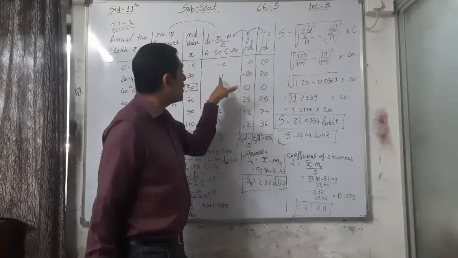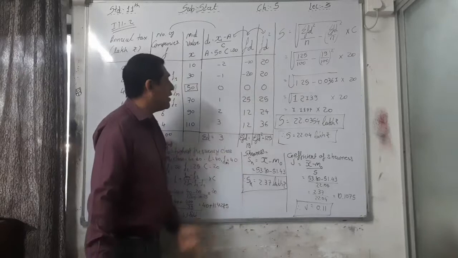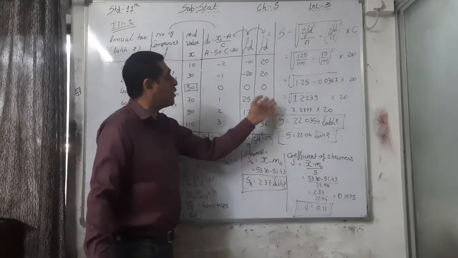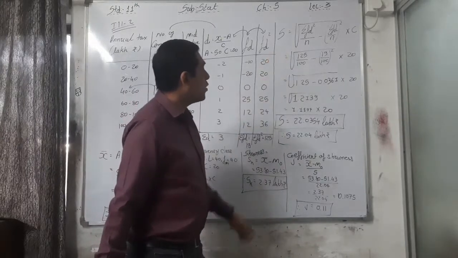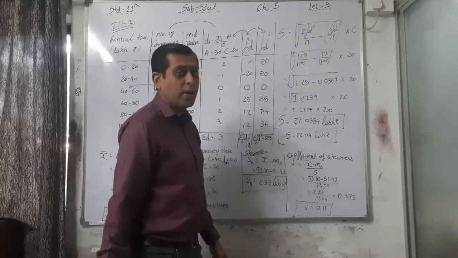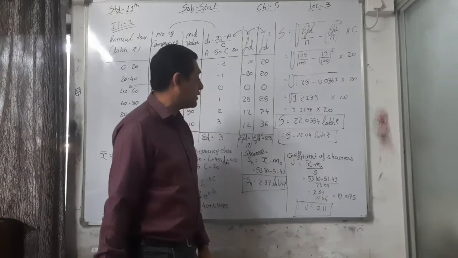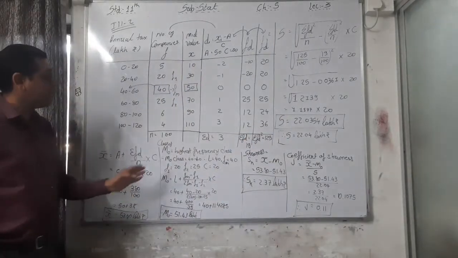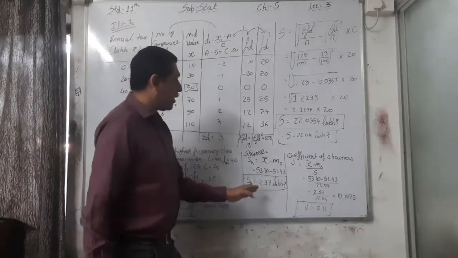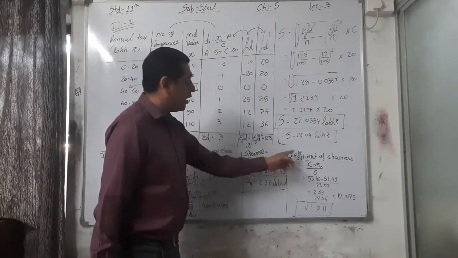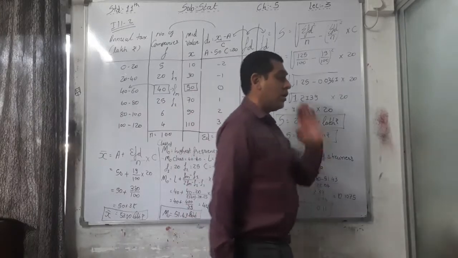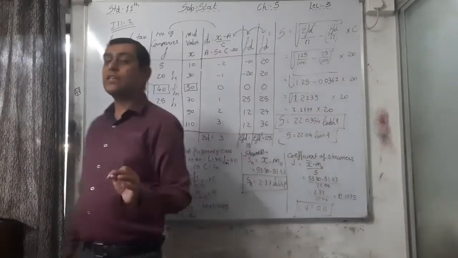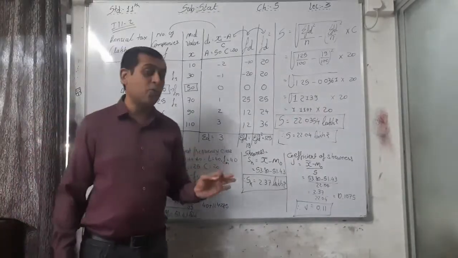So minus minus plus, again minus minus plus, and then plus plus plus. The total of fd square is 125. Now put the values into the formula and your s is equal to 22.04 lakh rupees. In all the answers you have to write lakh rupees, in skewness as well, but the coefficient of skewness is a relative measure and is free of units. That's why in the last answer you don't write lakh rupees.